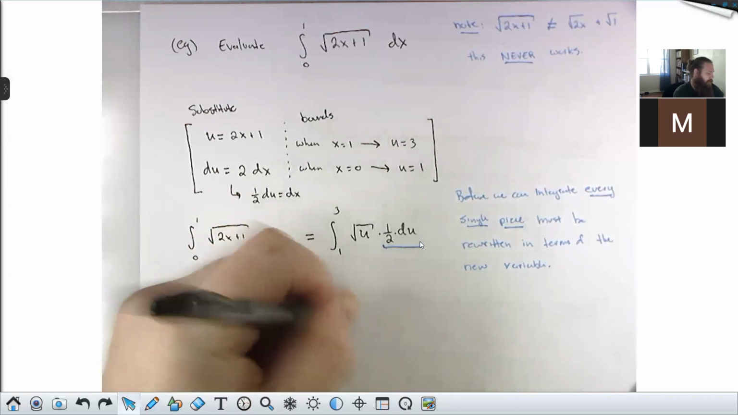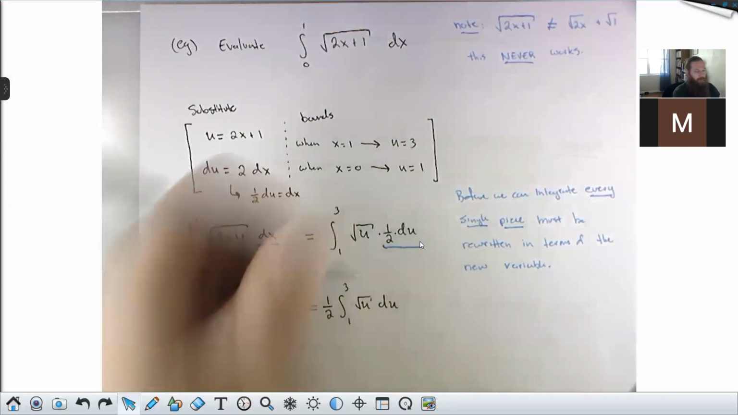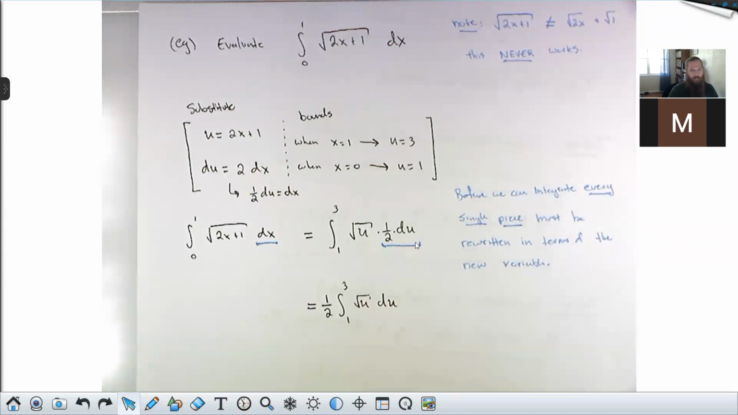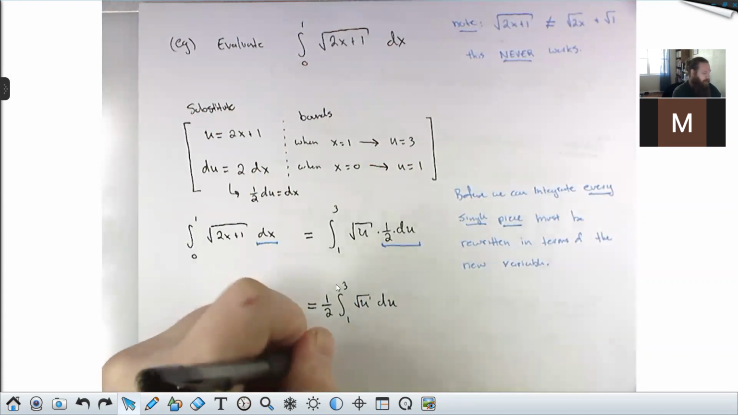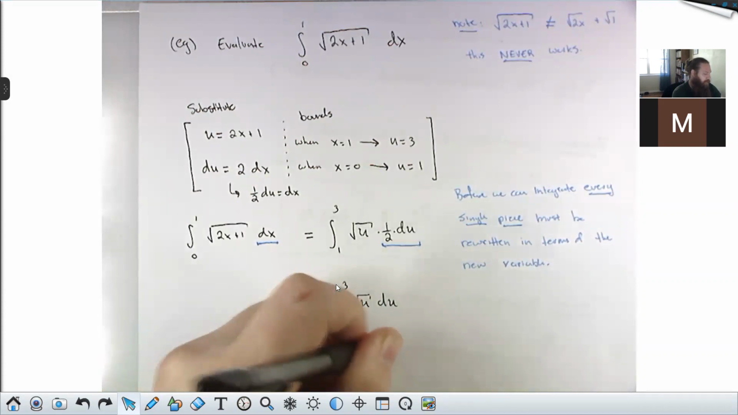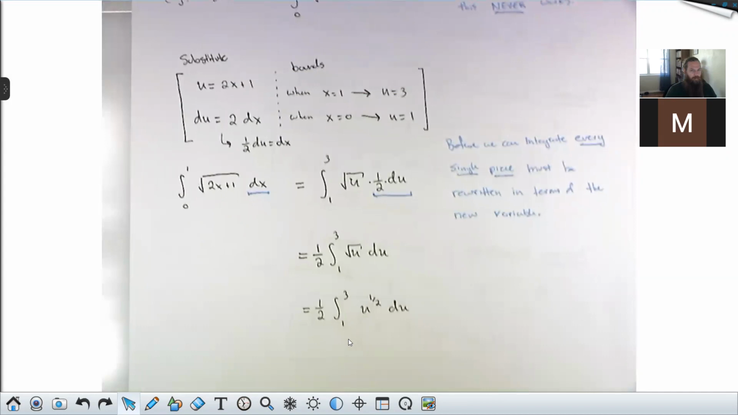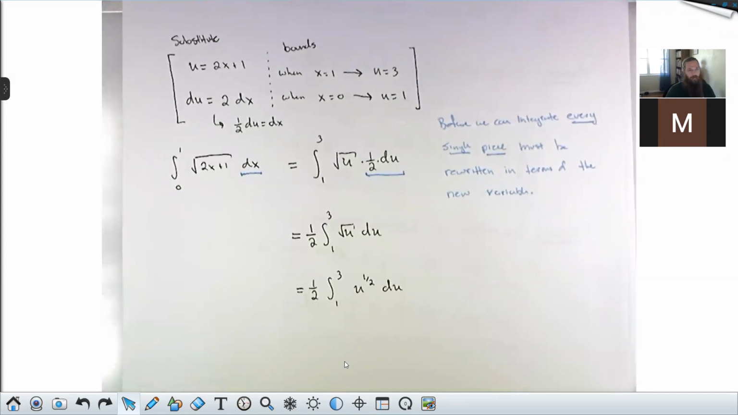Now I'm left with 1/2 integral 1 to 3 square root of u du. And we think of this like a new problem. If I was just handed this right out of the gate, I would know what to do. I rewrite the square root of u as u to the 1/2, and I apply my power rule. So that's what I'll do here. 1/2 integral 1 to 3 u to the 1/2 du. So still haven't found my antiderivative yet, but I'm rewriting this in a way that will make it easier for me to see how to find the antiderivative.